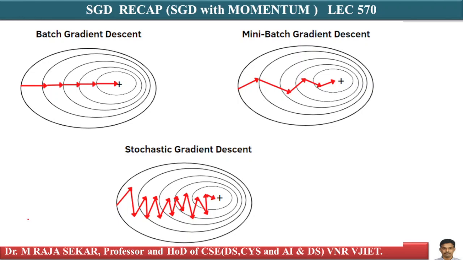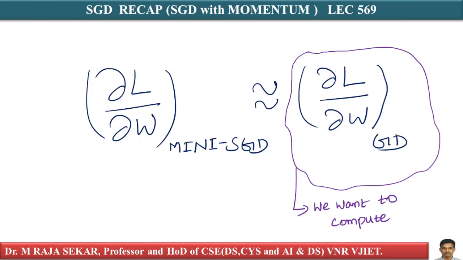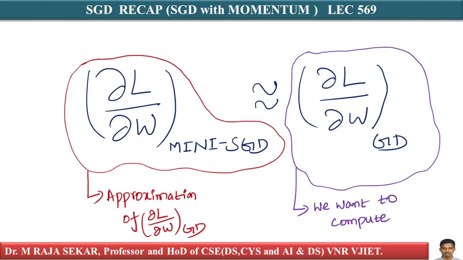Before understanding this lecture, I request all of you to go through my previous lecture, lecture number 569, in which we discussed this particular slide. Just recall that slide. We discussed the derivative of the loss function with respect to w by using mini batch SGD and gradient descent. Yes, let me continue. We were saying that we want to compute dou L by dou W with gradient descent, but we are calculating it with mini batch SGD.